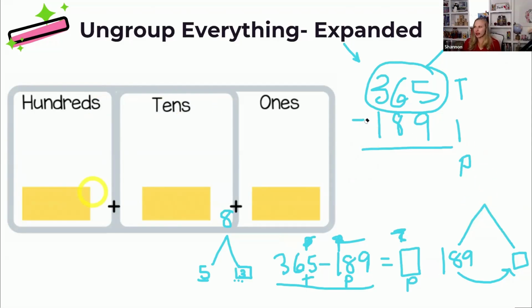So this strategy right now, as we go into expanded, is not actually considered a standard algorithm because it's not generalizable with larger numbers. It doesn't really come down to a single digit computation, but it does help students to see what is happening. So in this case, I'm going to take 300 plus 60 plus 5. I'm going to expand the number. I'm going to expand the bottom number, 100 plus 80 plus 9.